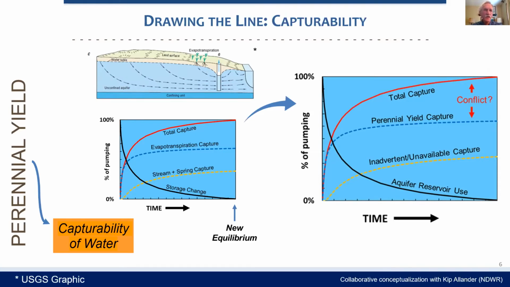So if you look on the left, I've got a cross section and the corresponding capture curves for a hypothetical well. So these illustrate that for a pumping well, as it begins its initial pumping, 100% of the water comes from the aquifer storage, as defined by this black line, and results in water level declines that form a cone of depression.